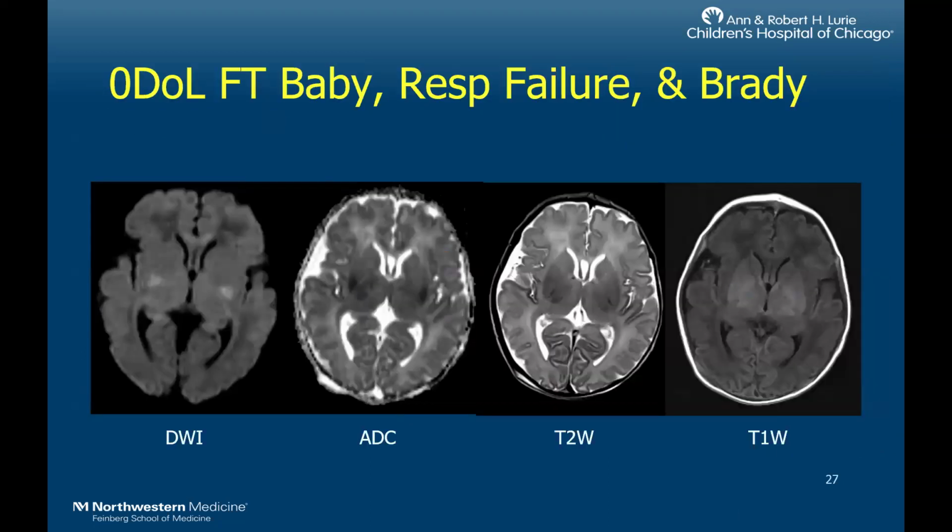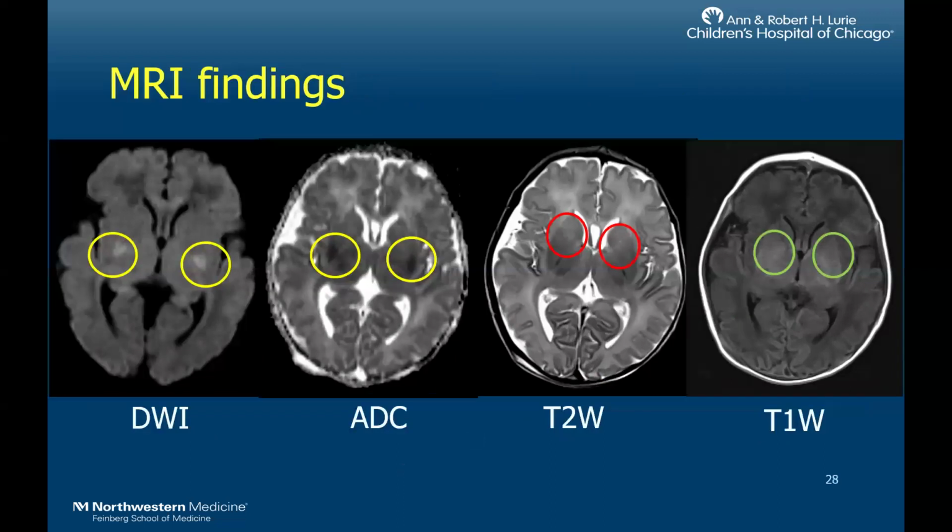So we want to see images. Here, this is just a case of a day of life 0 full-term baby with respiratory failure and bradycardia. And so we have axial DWI, axial ADC, T2, and T1. So we know we can see the DWI changes, but I want to go through some of the changes that you'll see in T2 and T1.